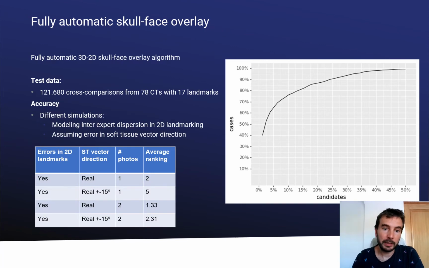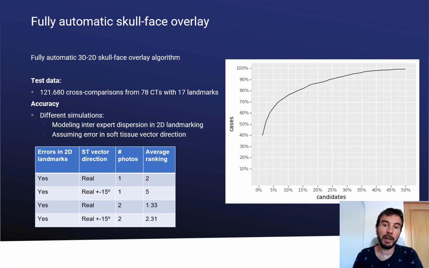In this slide, we can see preliminary results of the new skull face overlay algorithm using a priori information to reduce the camera parameter search space. Using a subset of 78 cases out of the 500 from Guillemard data and 17 pairs of corresponding landmarks, we have simulated 20 photographs from each facial CT scan with different camera parameters and superimposed all the simulated antemortem cases with the 78 skull CTs, making a total of more than 120,000 cross comparisons.